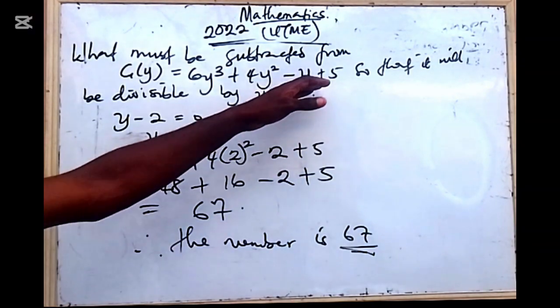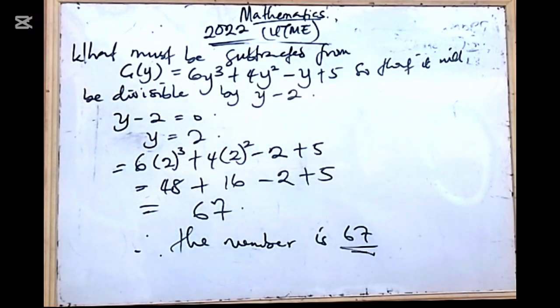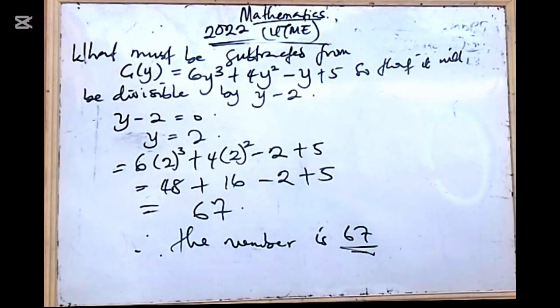They can give you that question: what number will be subtracted from this so that this will become a factor of it? Then I have to find this and put it. The number that I get is what I must subtract for it to become a factor.